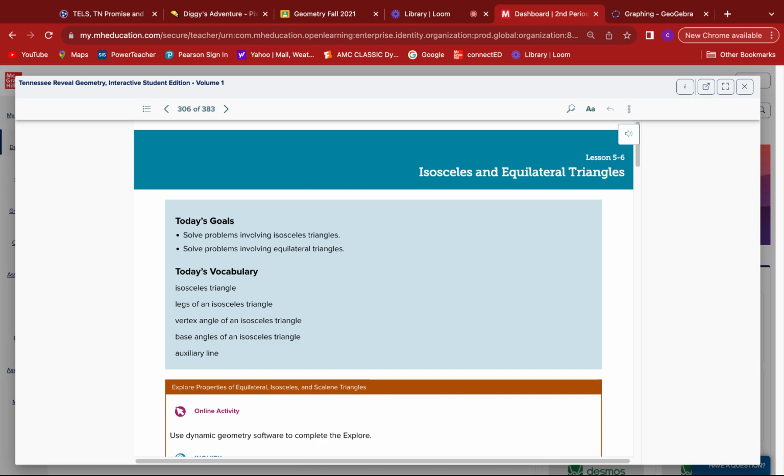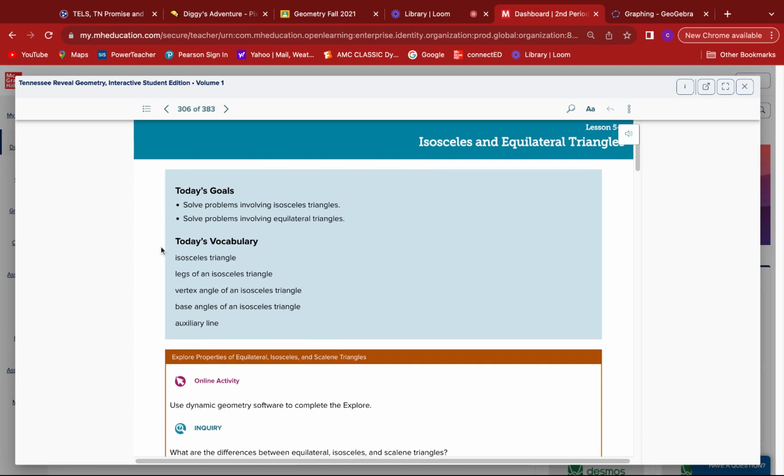Isosceles triangles are triangles where you have two sides that are equal to each other. Those are called your legs. And you have two angles that are equal to each other, and those are called your base angles.